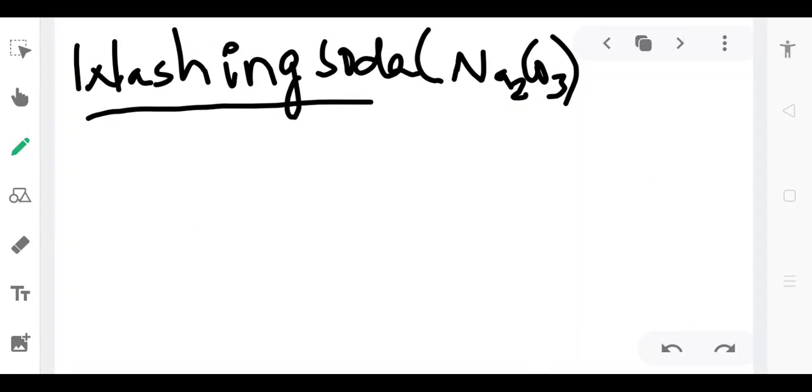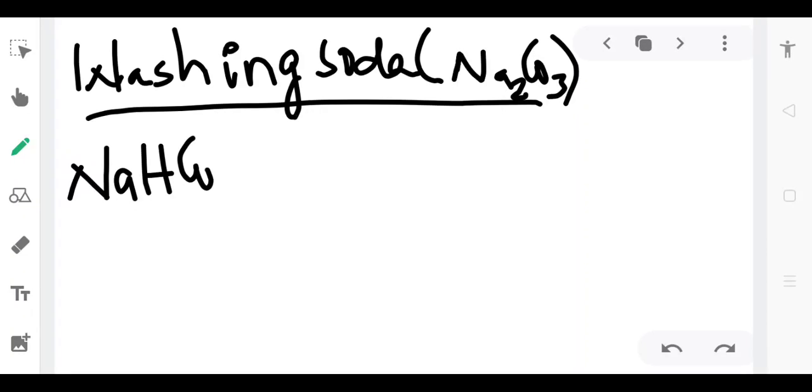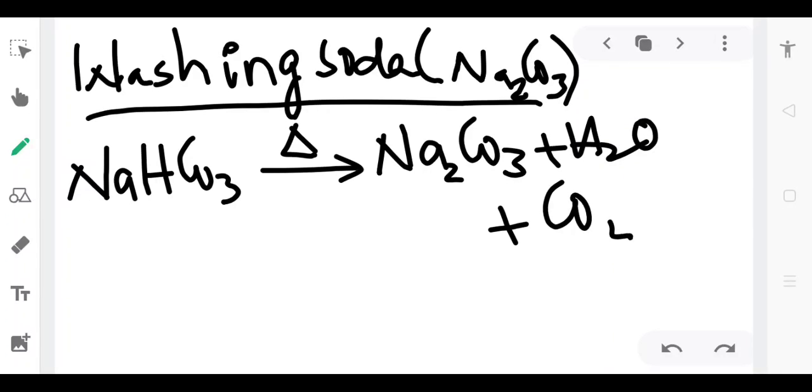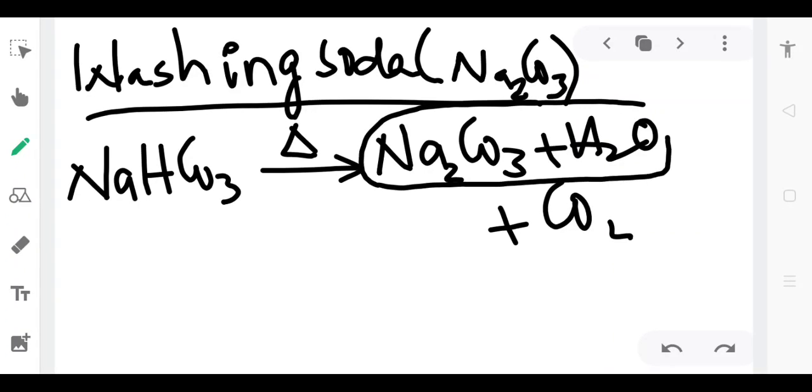Just before, while we were baking the cake or bread, we have seen that when baking soda, sodium hydrogen carbonate, is heated, it decomposes into sodium carbonate plus water plus carbon dioxide. See, sodium carbonate, which is nothing but washing soda, is prepared. This gas will escape, and the remaining thing will be sodium carbonate along with water. The leftover compound is sodium carbonate, which is nothing but washing soda.